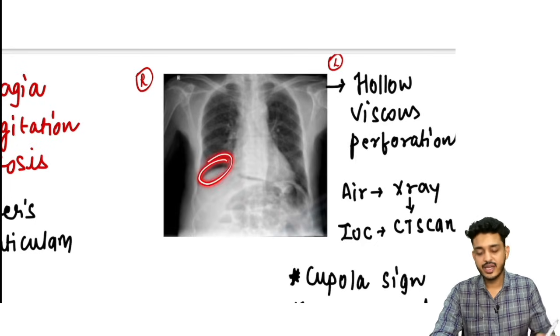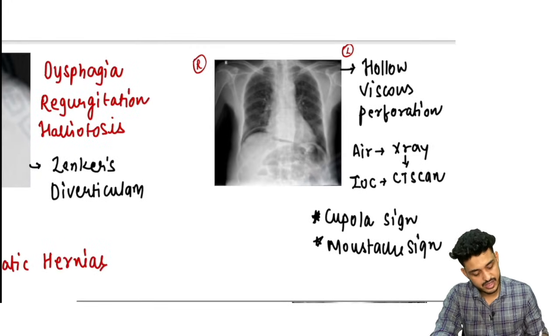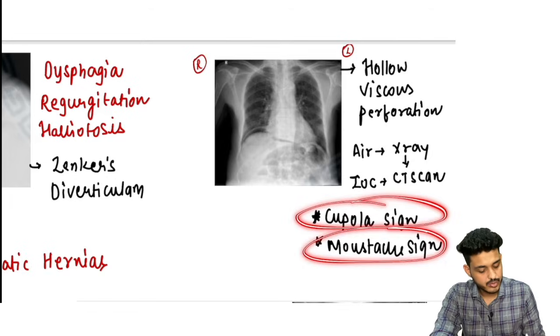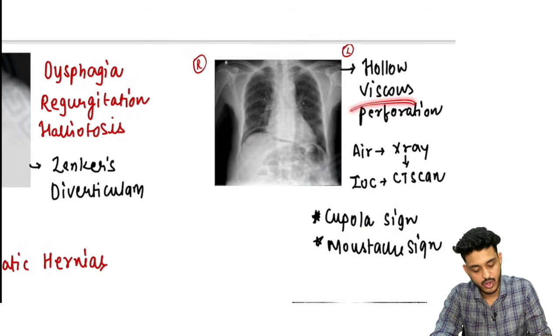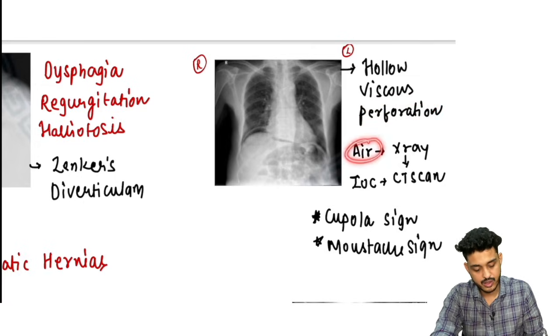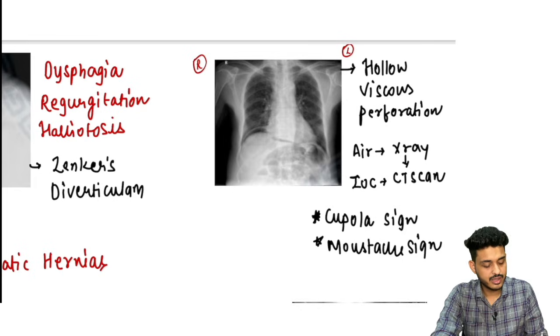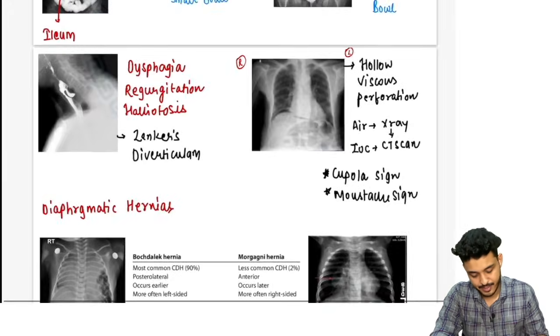But if you find air here, what is this going to be? This is known as the cupula sign, also known as the mistake sign. The cupula sign or mistake sign is very characteristic of hollow viscus perforation. Investigation of choice for air anywhere: first thing you are going to do is X-ray, and the investigation of choice is going to be your CT scan.